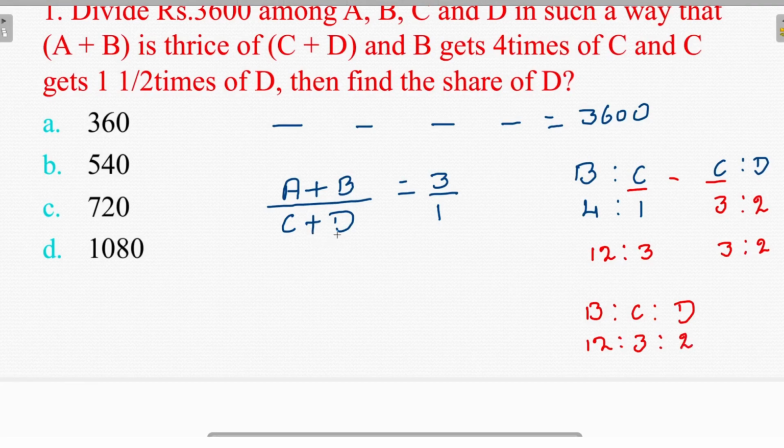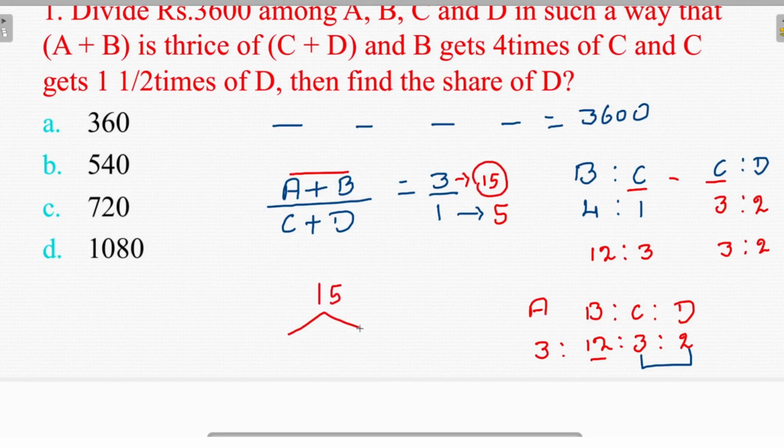According to this, C plus D will be 1 part. But according to this ratio, C plus D will be 5. It means one part is equal to 5. If one part is equal to 5, 3 parts is equal to 15, which means A plus B is equal to 15. We already know B value will be 12, then A value will be 3. Out of 15, A plus B value is 15, B value is 12, then A value will be 3.